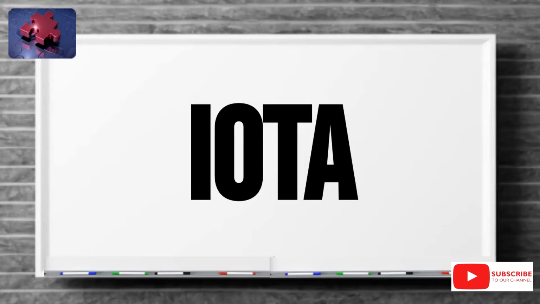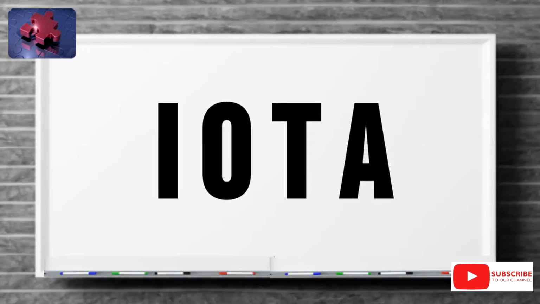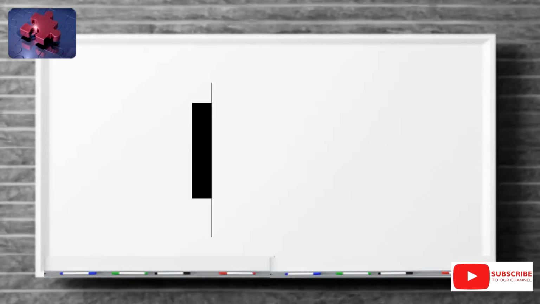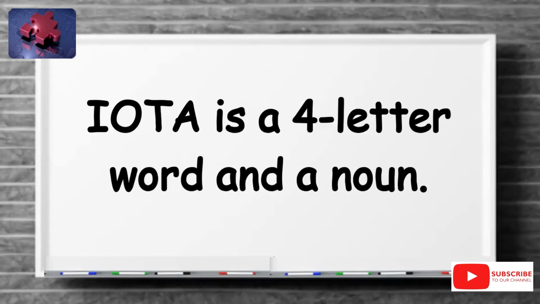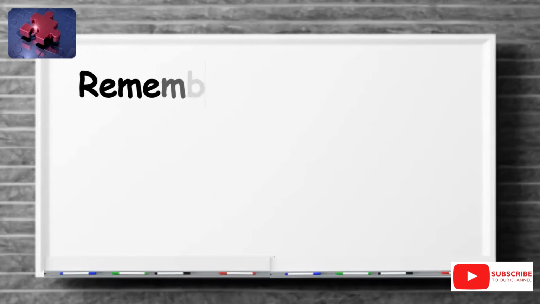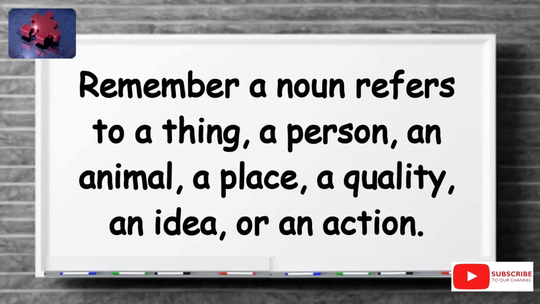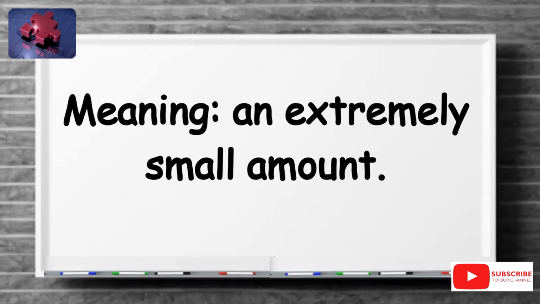Today, November 28th, our word of the day is iota. I-O-T-A. Iota. Iota is a four-letter word and a noun. Remember, a noun refers to a thing, a person, an animal, a place, a quality, an idea, or an action. Iota means an extremely small amount.